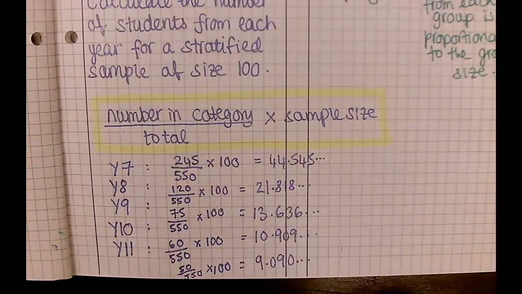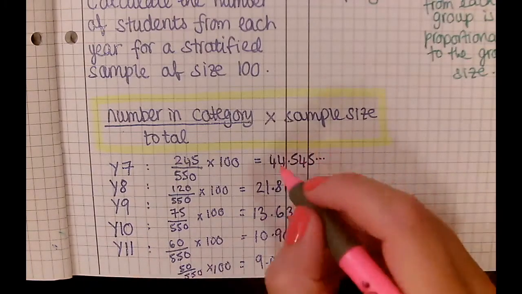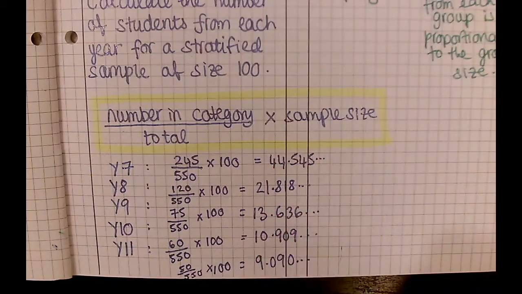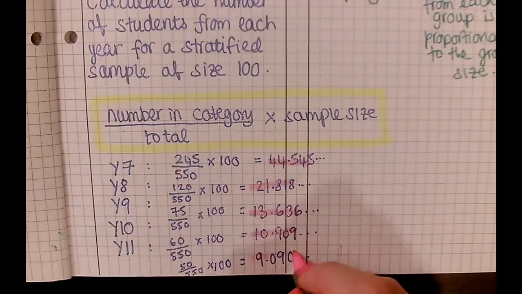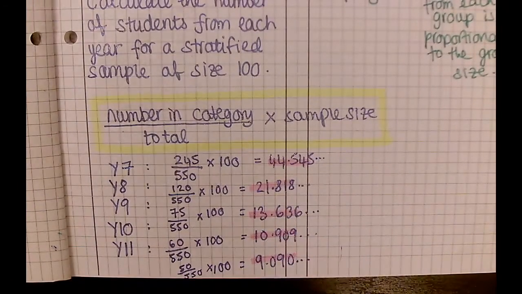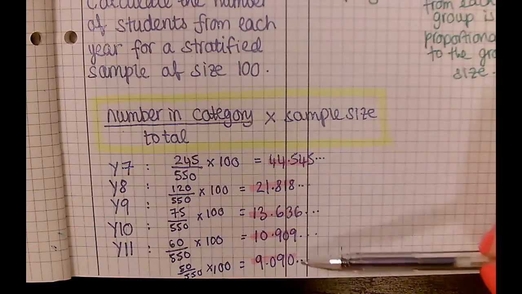Again, what you'll notice is that you've got decimals in your answer. Now, obviously, we're not going to pick 44.5 people from year 7. So I just want to highlight that these are the answers you should have got. So what you need to do is think about how you can round these numbers.